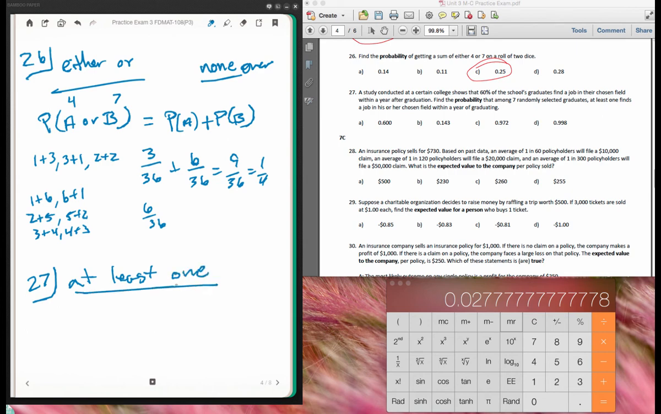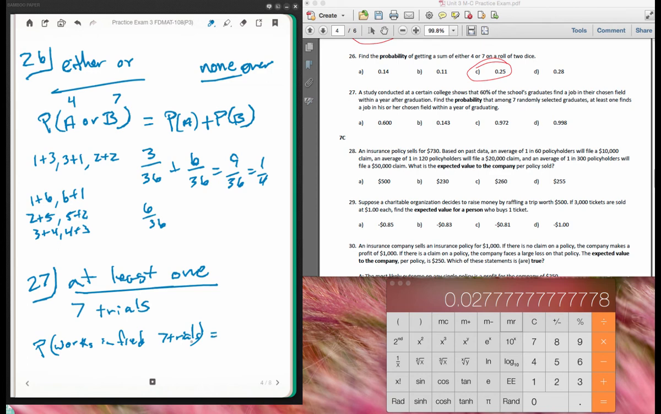So at least 1 lets me know I'm going to have to figure out how many trials I have. Let's see, there are 7 randomly selected graduates. So I have 7 trials. Now remember, we're looking for the probability that at least once among those 7 trials, I get the event, which in this case is that we get one that was in a chosen field. Okay? So the probability that at least one works in the field in 7 trials.